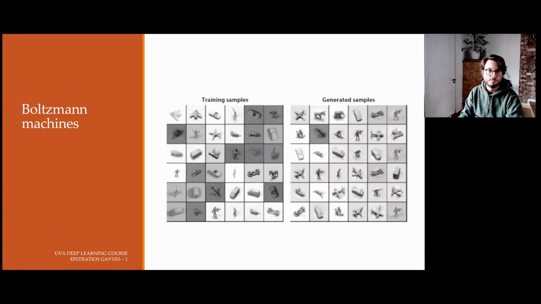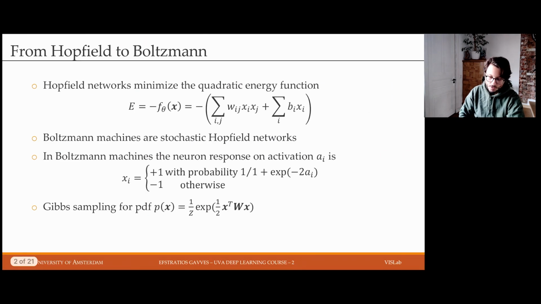Hi, now let's continue with Boltzmann machines. In the previous sub-lecture, we saw that Hopfield networks are types of neural networks that are associated with a quadratic energy function. And this energy function couples every neuron in the graph with every other neuron.